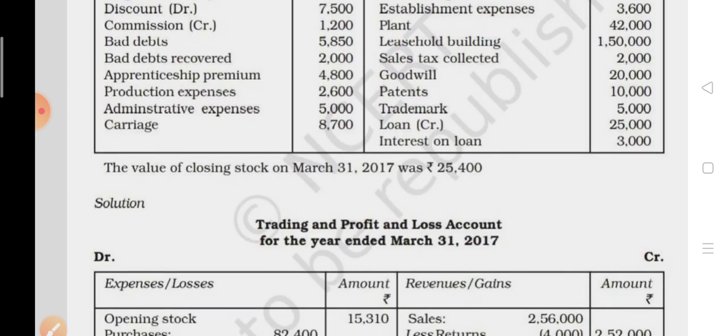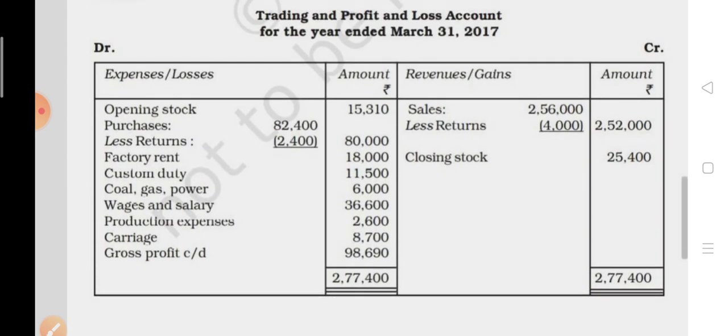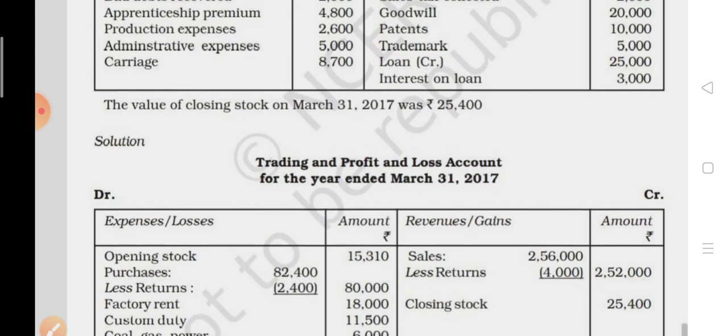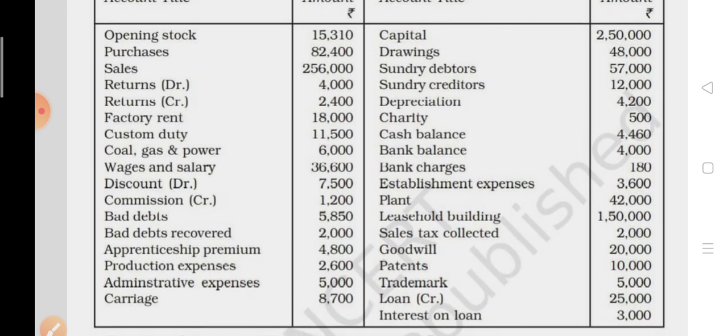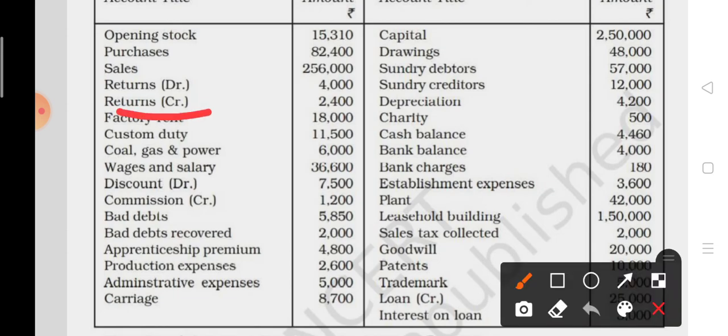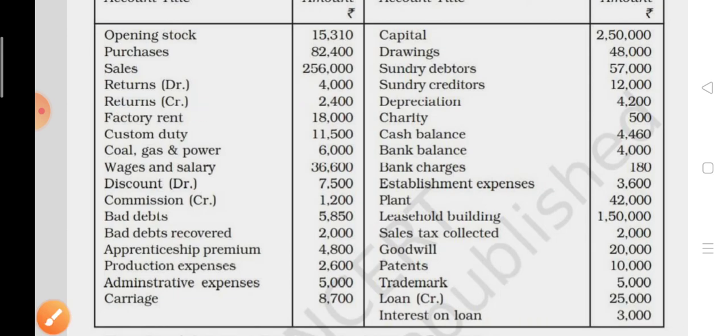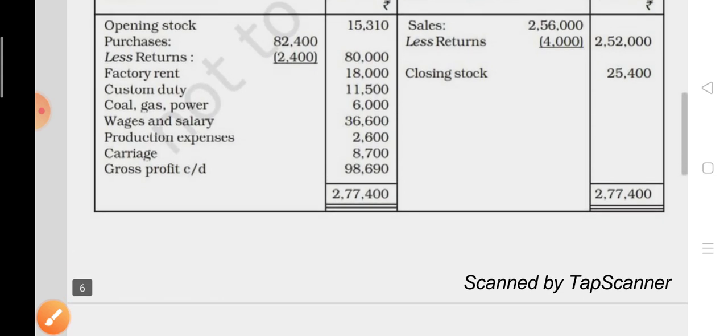So children, in trading account, the first thing is opening stock, purchases is given and purchase return you have to subtract. Now out of the return debit and return credit, which return you have to subtract? Return credit you have to subtract as purchase return. See, return credit 2,400, this is the purchase return as I already told you. So this you have to subtract from the purchases.